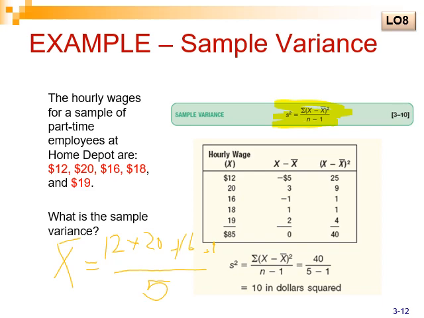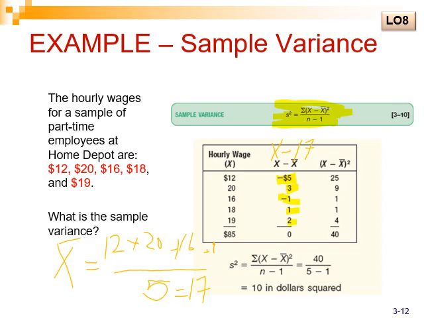Okay, then we will take a column for it, which is equal to 17 here. The x bar will equal 17. So subtracting 17 from each value. Now 12 minus 17 equal to negative 5. 20 minus 17 equal to 3. 16 minus 17 equal to negative 1. 18 minus 17 equal to 1. 19 minus 17 equal to 2.